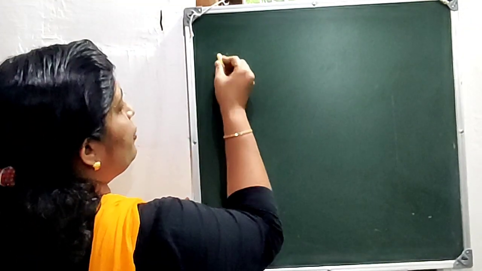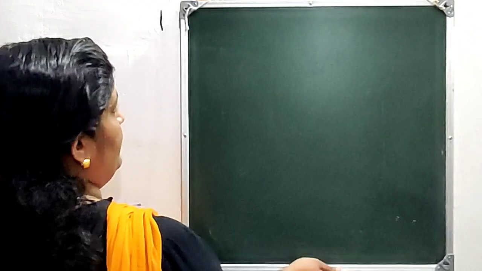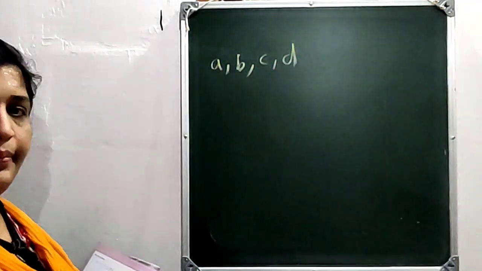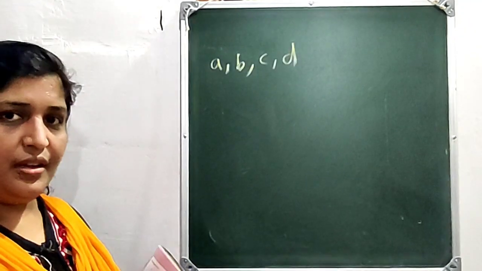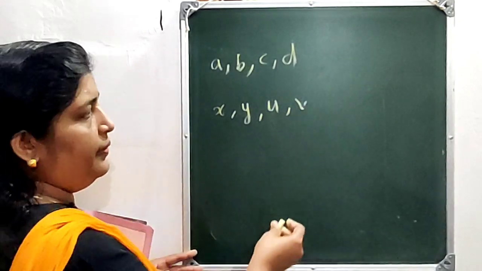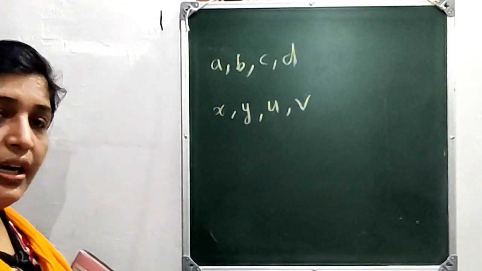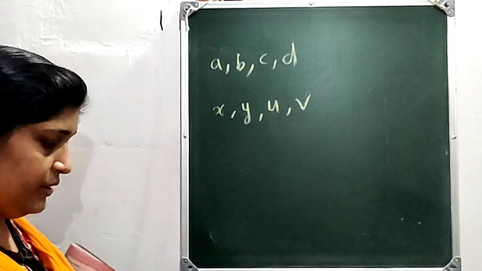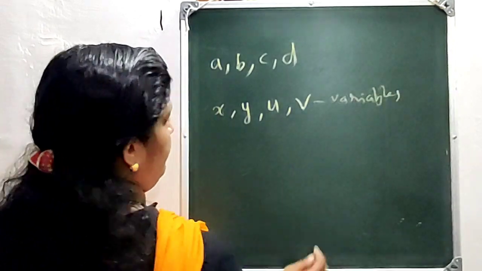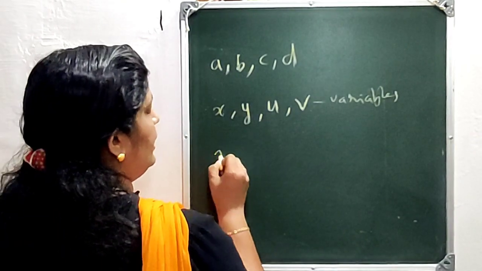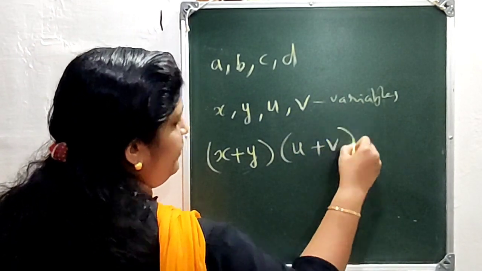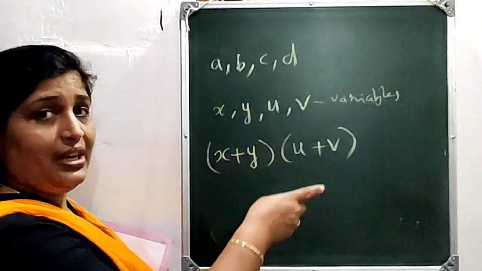So here I am going to take 4 variables, A, B, C and D. Or you can take any variables like x, y and u, v. x, y are 2 variables. Similarly, u and v are other variables. All these are called variables, right? Now I am going to find the product of their sums, that is x plus y into u plus v. These are the product of two sums.